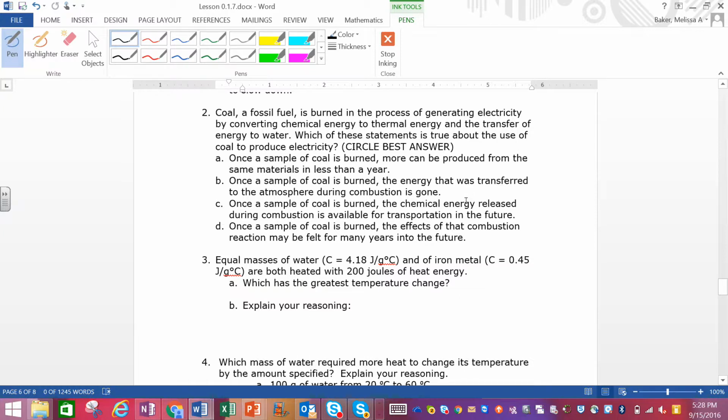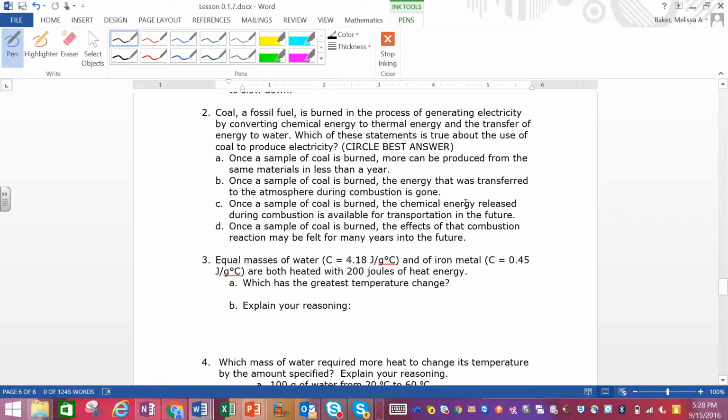Letter B. Once a sample of coal is burned, the energy that was transferred to the atmosphere during combustion is gone. Well, it's not gone, it's just moved somewhere else. Letter C. Once a sample of coal is burned, the chemical energy released during combustion is available for transportation in the future.